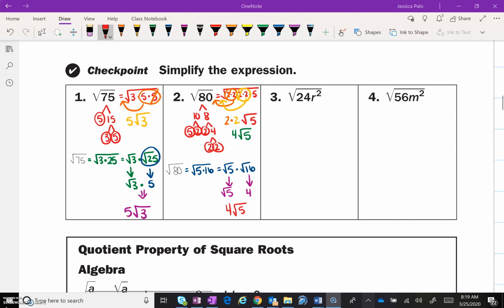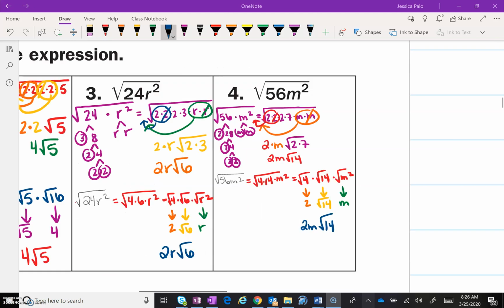Using the perfect square factor method, radical 80 can be broken down into radical 5 times 16. Using the product property of square roots, everyone gets their own home. Radical 5 times radical 16. Radical 5 stays radical 5. Radical 16 is a perfect square. That becomes 4. Use the commutative property, and we get 4 radical 5. Come back for the last 2 with variables. Here are your last 2 checkpoint problems with variables.